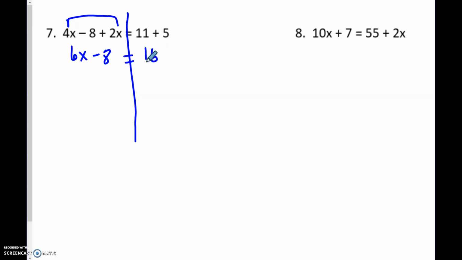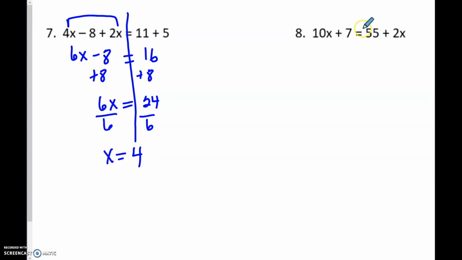All right, what is the next step in getting x by itself? We need to add 8, so 6x equals 24. All right, what is the next step to get x by itself? We are going to divide by 6, so x is 4.